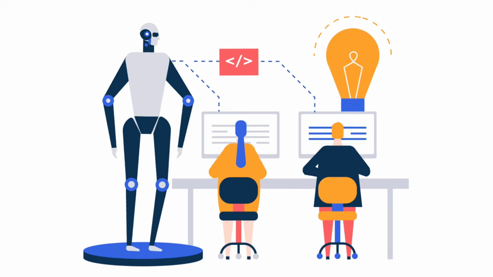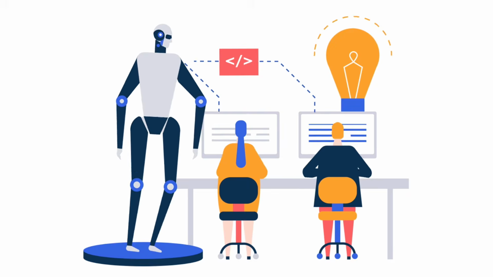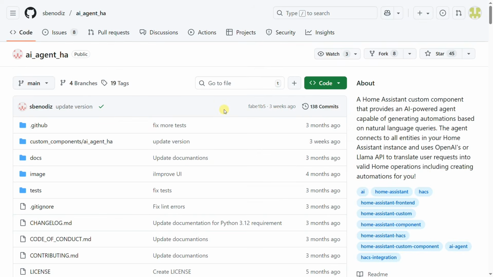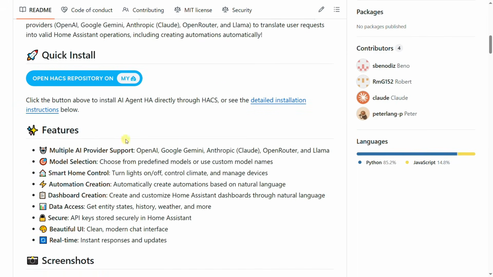We're installing an AI agent that turns your ideas directly into functioning automations and dashboards. All right, we're starting at the project's GitHub page. And, as is tradition, I'm giving it a star first to show some support for the creator before we dive in. The overview here lists all the features.